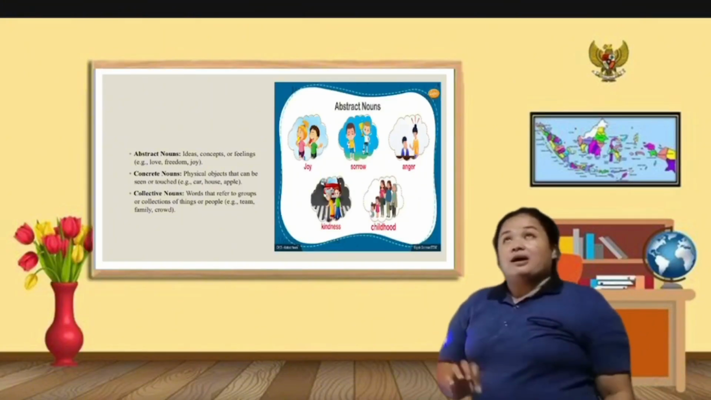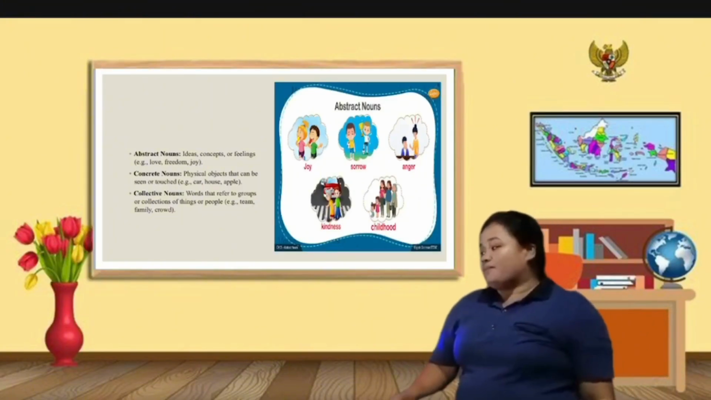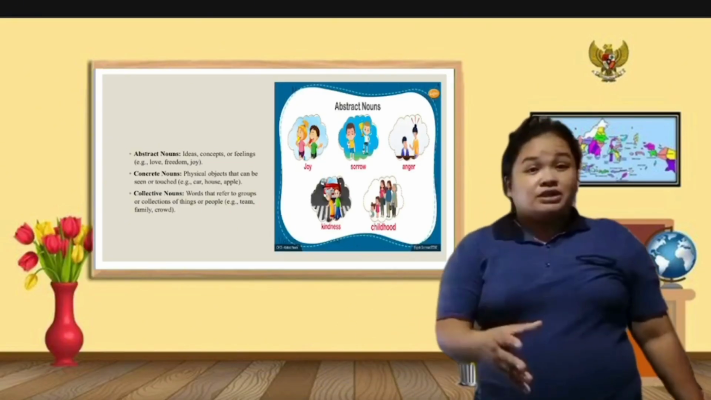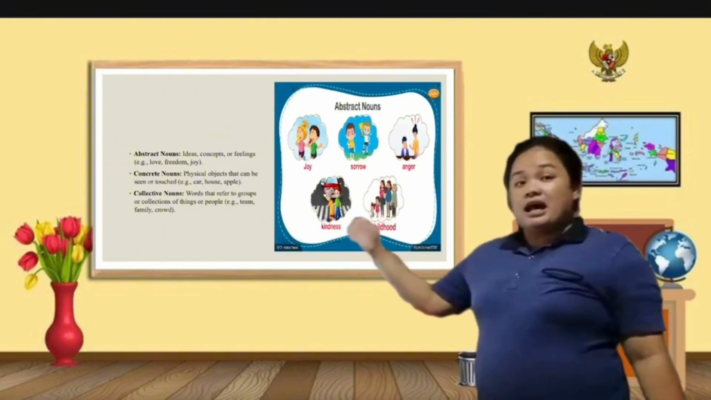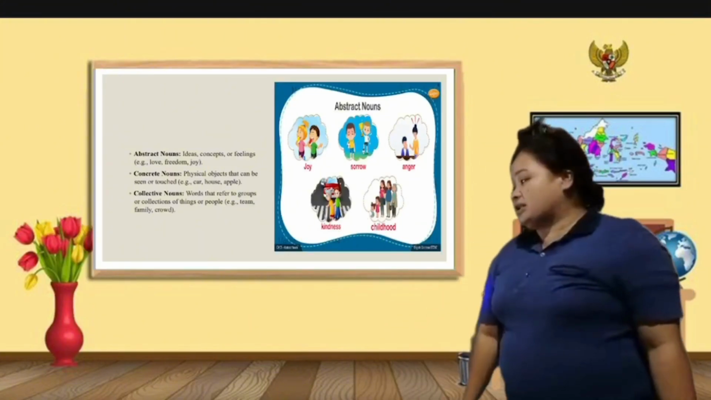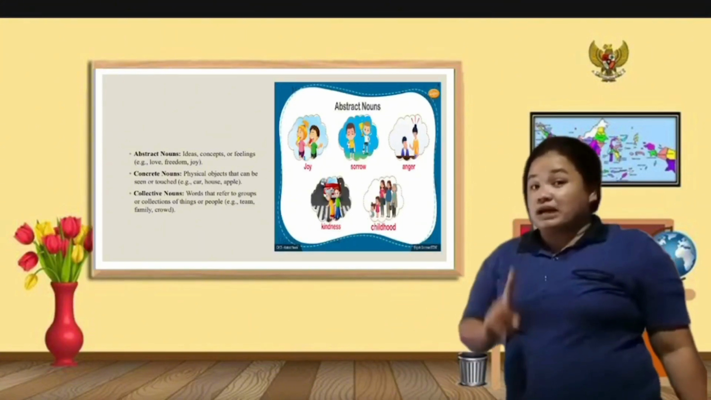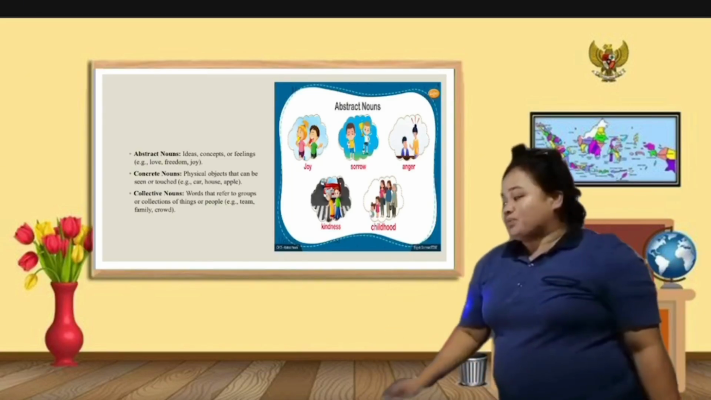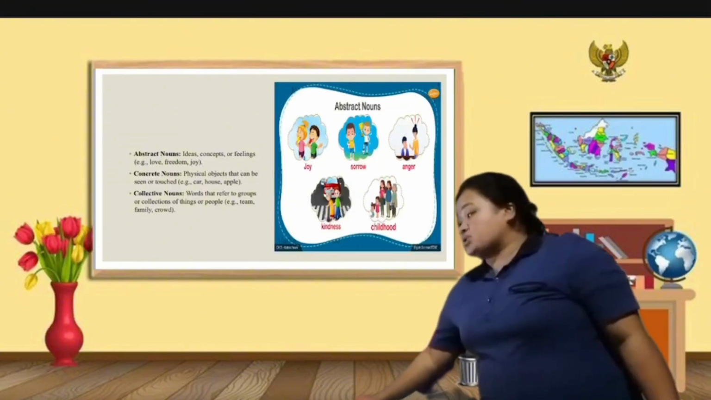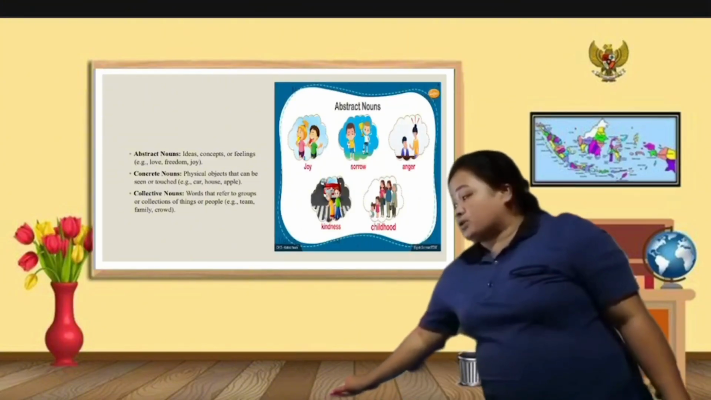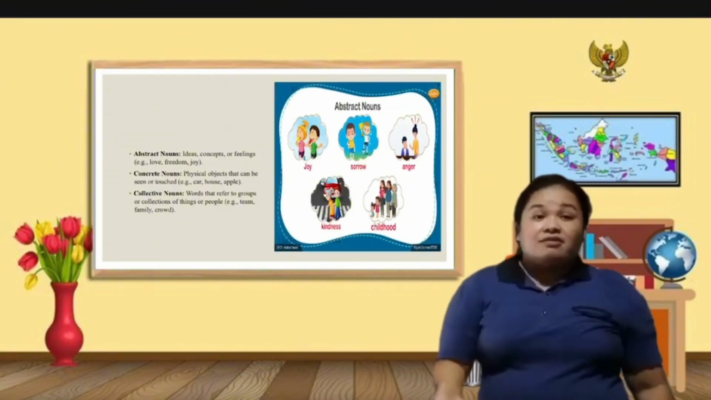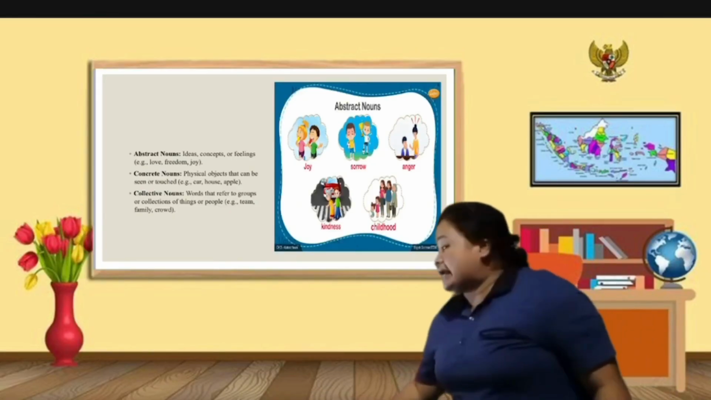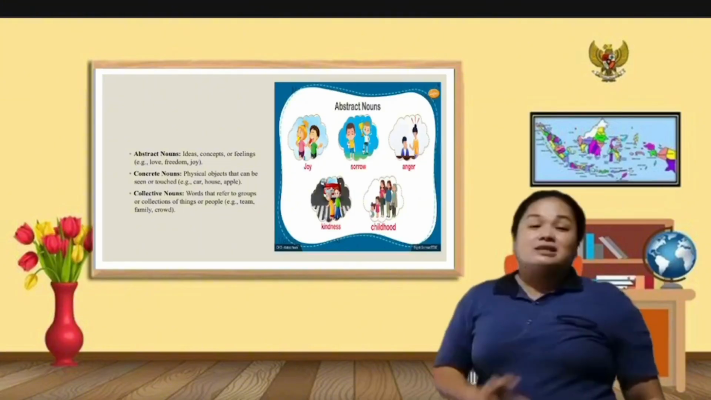The fourth one is the concrete noun. Concrete nouns are the physical objects that can be seen or touched. So for example, computer, laptop, those are what we call concrete nouns. It's something that we can touch and can see. And the last one is the collective nouns. Collective nouns are words that refer to groups or collections of things or people. So for example, team, family, it's an organization. So it's composed of a group of people. So that's what we call a collective noun.